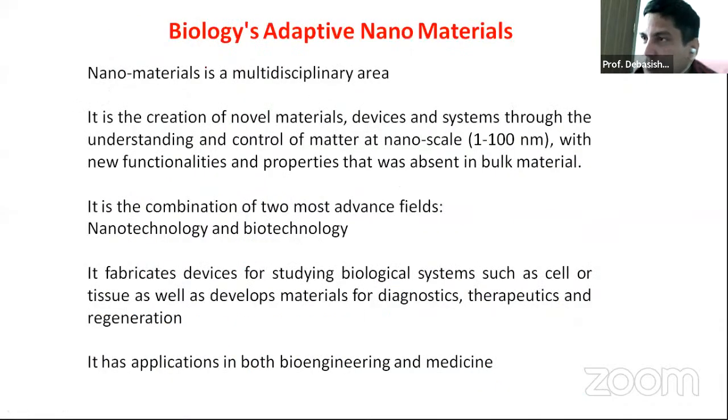Okay, so now I will come to this topic, that is biology's adaptive properties. Obviously, in the example I have already shown, we have adapted the property from a biological system. So biology's adaptive properties of materials, basically the nanomaterials. This is a multidisciplinary research area, truly multidisciplinary. It is the creation of novel material devices, and understanding, or better to say controlling, their structure and function at the nanoscale, that means 1 to 100 nanometer scale. And sometimes we get a new functionality at that nanoscale rather than in the bulk material. So that is also very important.